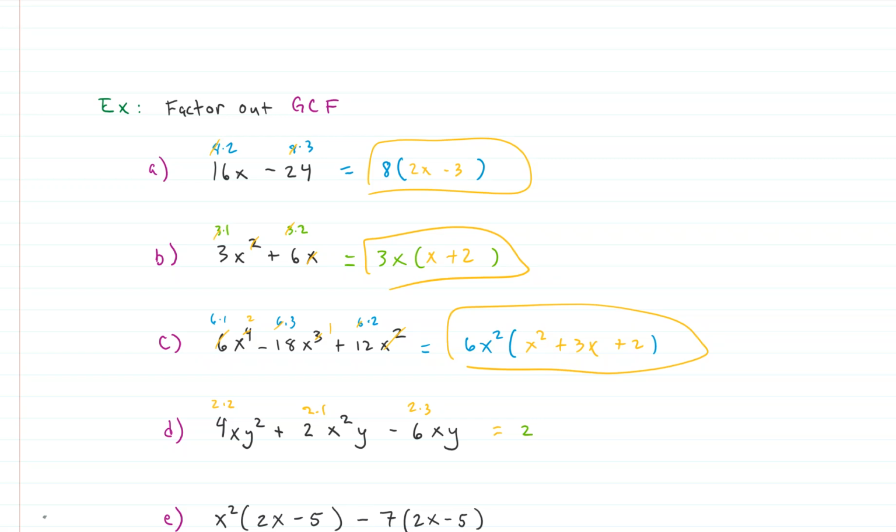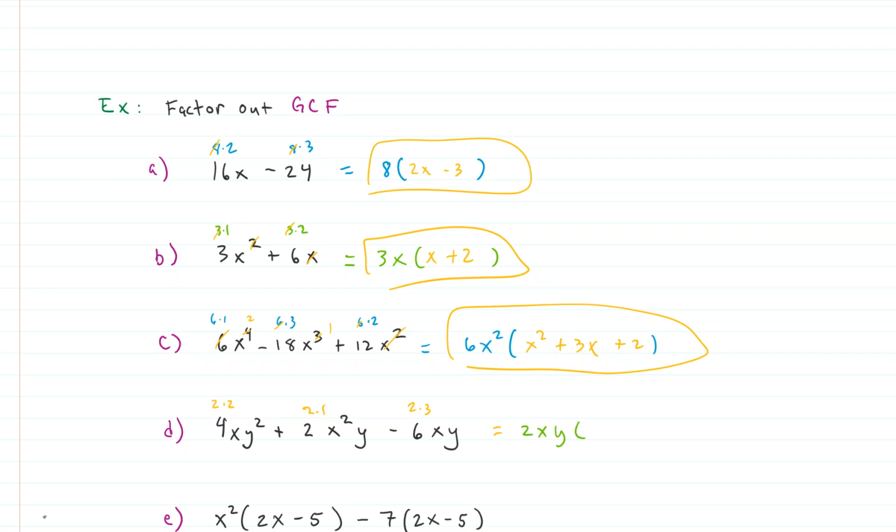And what else? We have x in the first term, x squared in the second term, and x in the third, so they at least all have an x. We can pull out an x. How about y's? We have y squared and y, and then y. They at least all have a y. So let's pull out a 2xy.